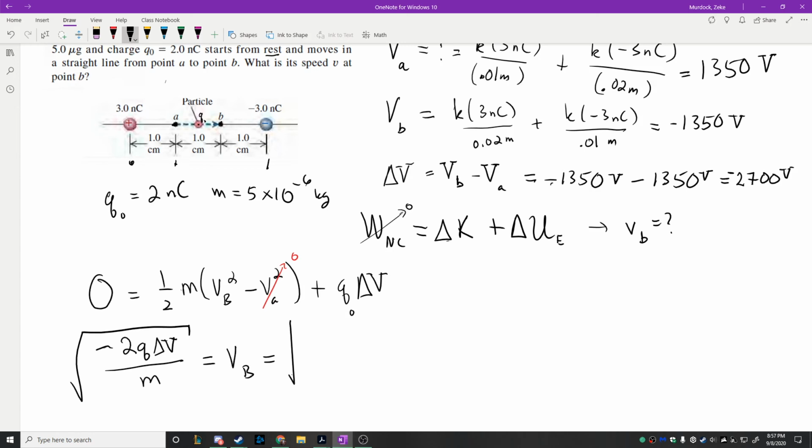So in this case, that's the square root of -2 times Q naught, which is 2 nanocoulombs, so 2 times 10 to the -9 coulombs. Delta V is what we calculated, -2700.